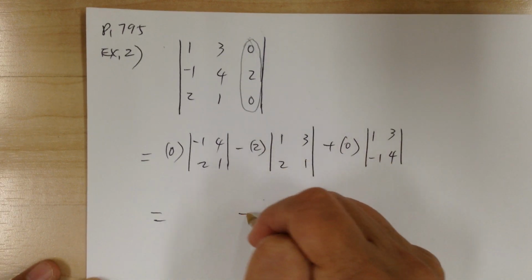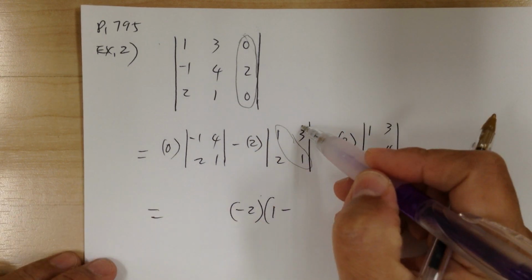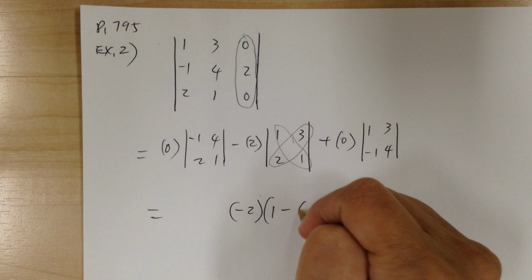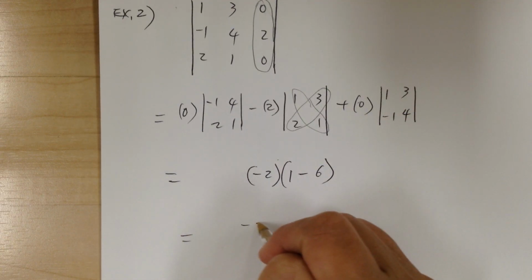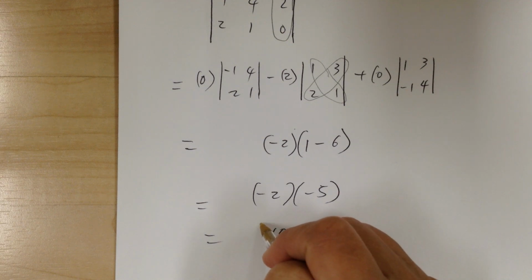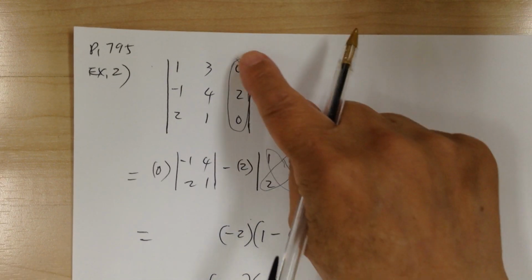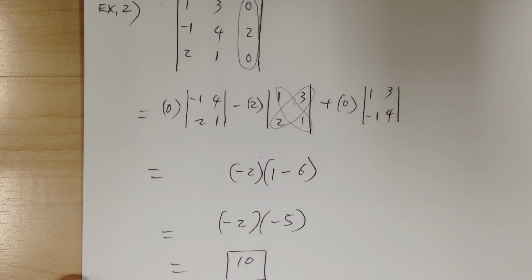So this is just equal to -2 times 1 minus 6. So this is equal to -2 times -5, so equal to 10. Okay? So again, when you're doing expansion by minor, if you make a good choice, it's very quick. Okay?